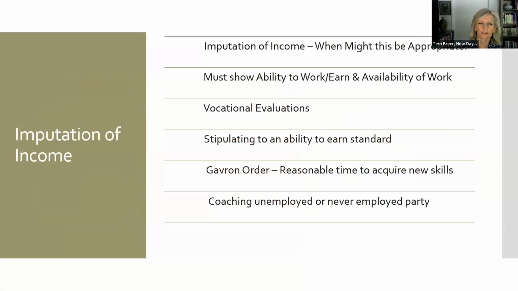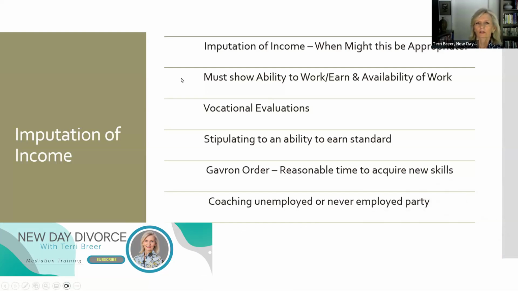I always just like to give you a little more on imputation of income. When is it appropriate? Well, you have to show an ability to work or earn, and availability of work. So it's not enough that you come in and say somebody has an MBA, they have all these skills, when they're 60 years old and they haven't worked in 20 years. So they may, quote, have an ability. Well, maybe they had an ability a long time ago.